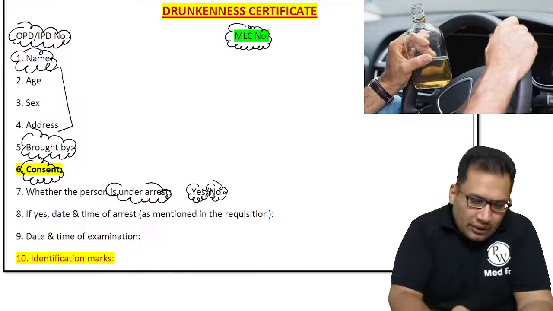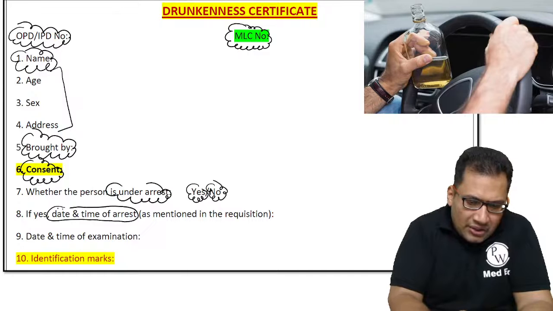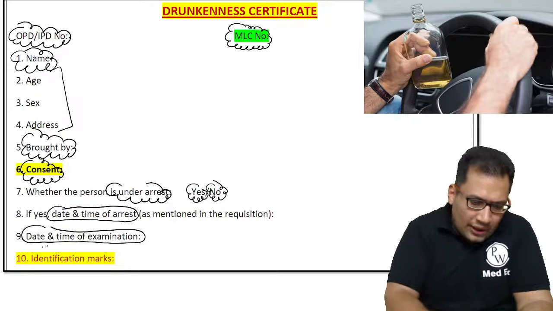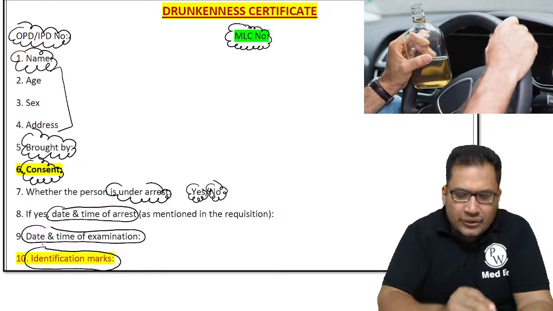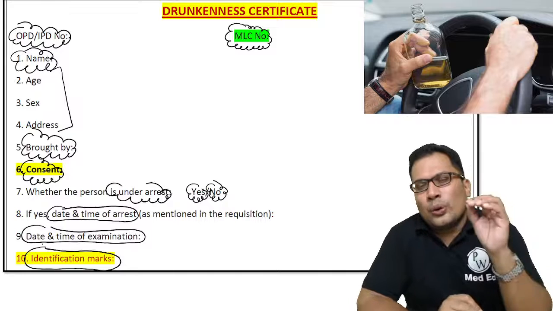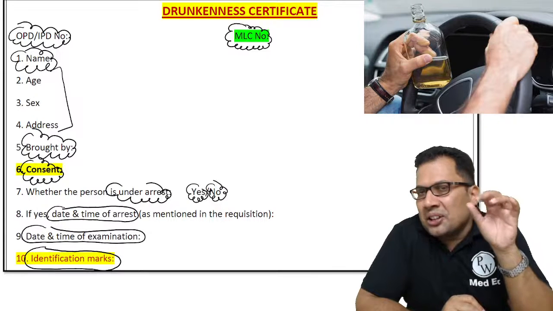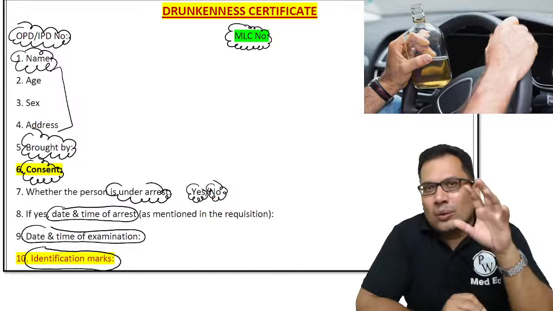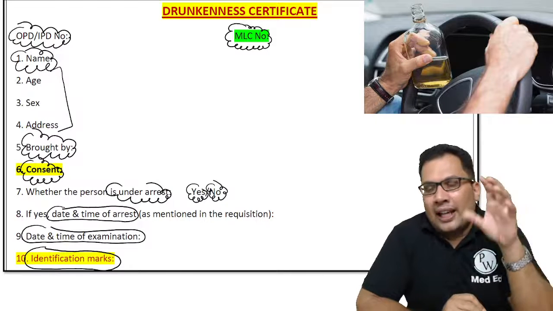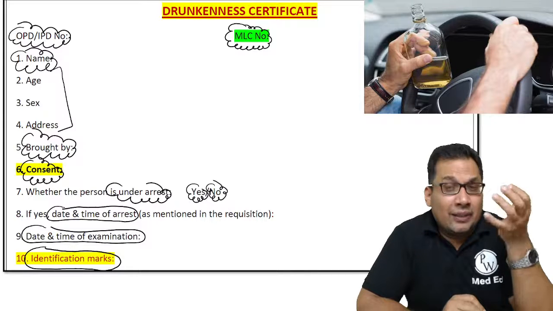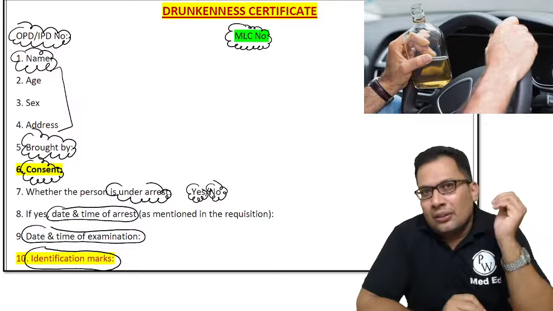Also, you need to mention date and time of arrest, date and time of examination, and identification marks. At least 2 identification marks you need to note down while examining the patient. For example, mole, scar mark. So that is for identification of the person.